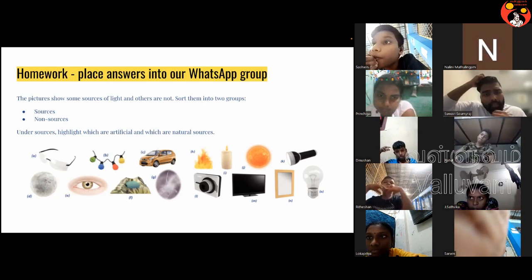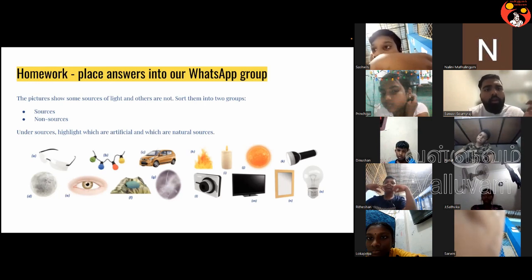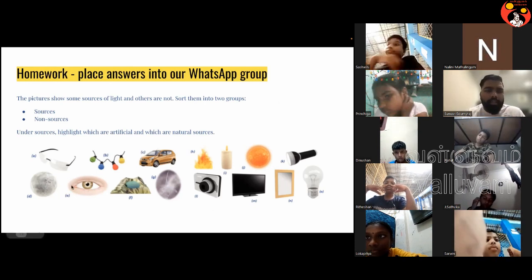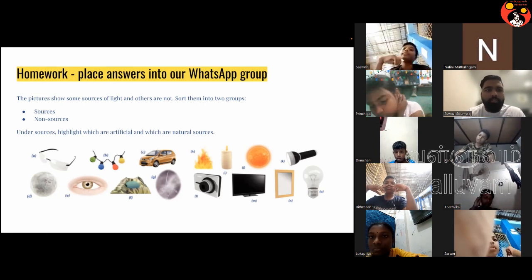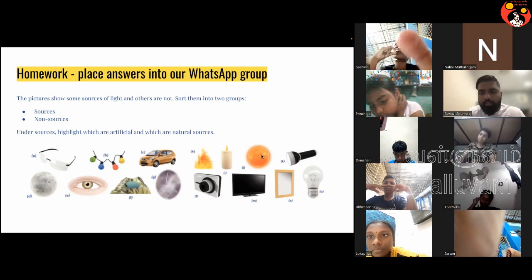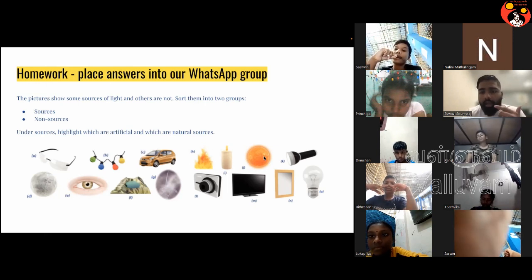That's okay. Probably the easiest thing to do is you can either do it on the diagram itself if you want to print it and do it, or you can just write a table in your book with the headings sources and non-sources. Then under each heading, you can write the letter that corresponds to each image. So you can say sources, for example, is H, J, K. And then next to it, you can say, okay, H is natural, J is natural, K is artificial.